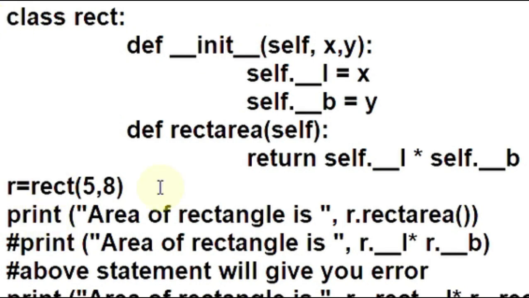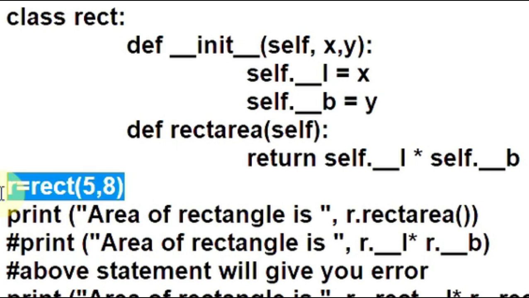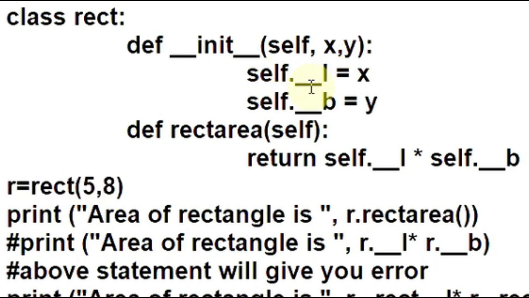Let's start with the main function. You are making an object R of rect class. 5 and 8 arguments will be passed to these x and y parameters. And from x and y parameters, these values will be assigned to L and B attributes. Are these L and B public attributes or private attributes? These are definitely the private attributes because you can see the 2 underscores over here. So length and breadth are private attributes of the object which is created, that is of the R object.